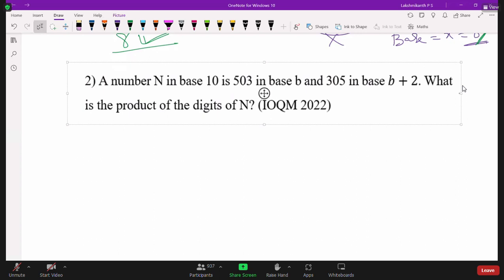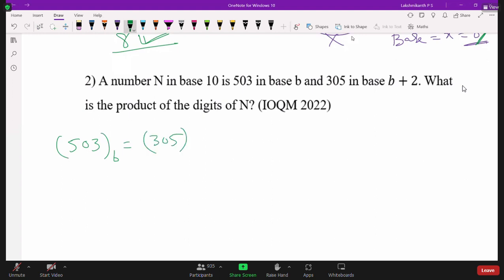A number n in base 10 is 503, in base b. So what does that mean? 503 in base b is equal to, what is the base next one? So 305 in base b plus 2. B plus 2. Now what are the place values? Is it b power 0? This is b power 1. This is b square.